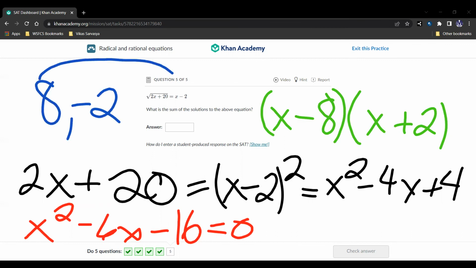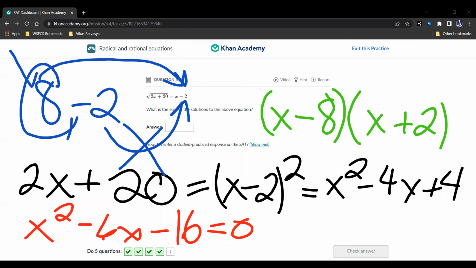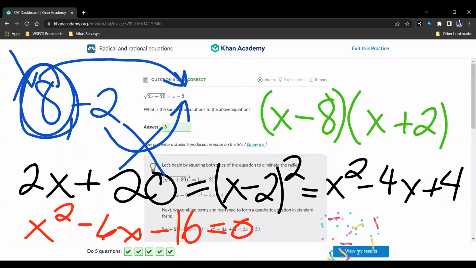8 is going to work since it makes this one positive. So that's going to work. Plugging this one in makes this negative, so it's not going to work. So our answer is going to be 8. So the sum of 8 is just 8. So that is our answer, and we're done.